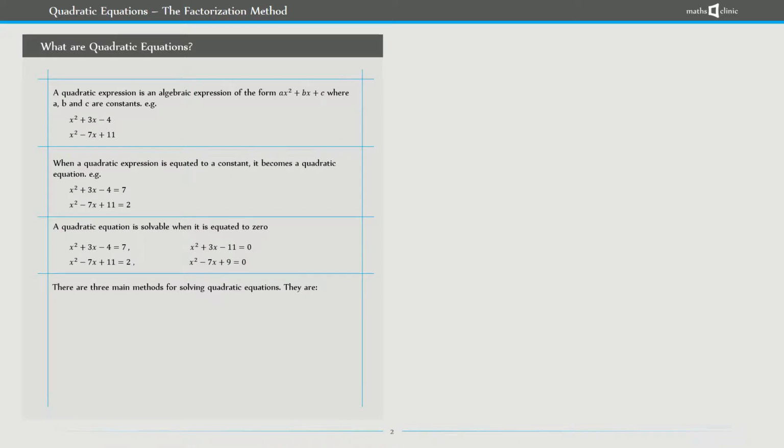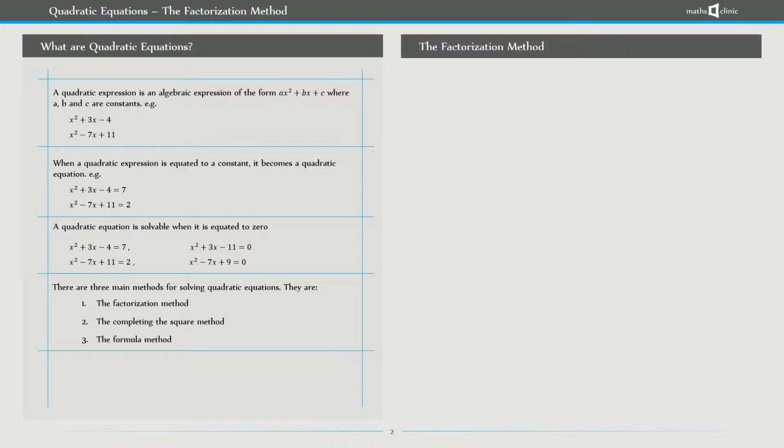Now there are three main methods for solving quadratic equations, and these are the factorization method, the completing the square method, and the formula method. In this lesson we'll be learning about the factorization method, a very simple method. The factorization method is my favorite method. And let's learn about it now.